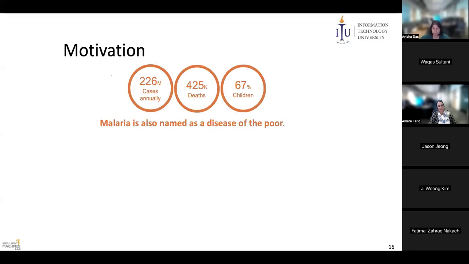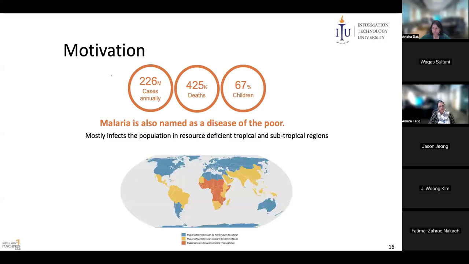Malaria is named a disease of the poor. People in rich areas are mostly not infected by malaria, and the reason is that it is transmitted by mosquitoes, and mosquitoes thrive in tropical and subtropical regions, and regions that have poor sanitary conditions. There are still 2 to 6 million cases annually, and around 400,000 people died, 67% of them children. Although there are lots of deaths, malaria can be easily detected.